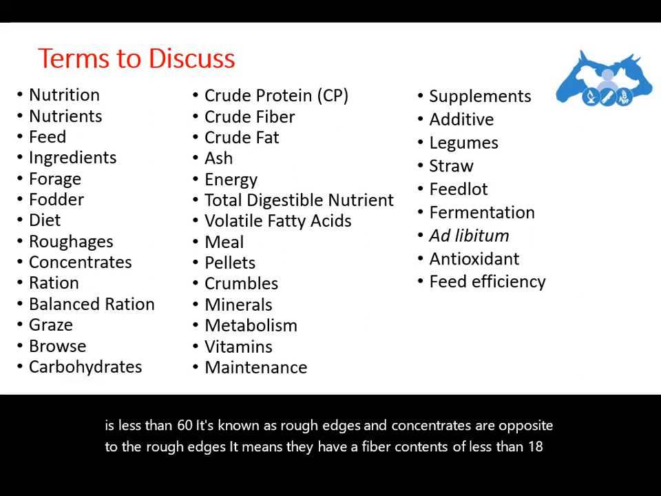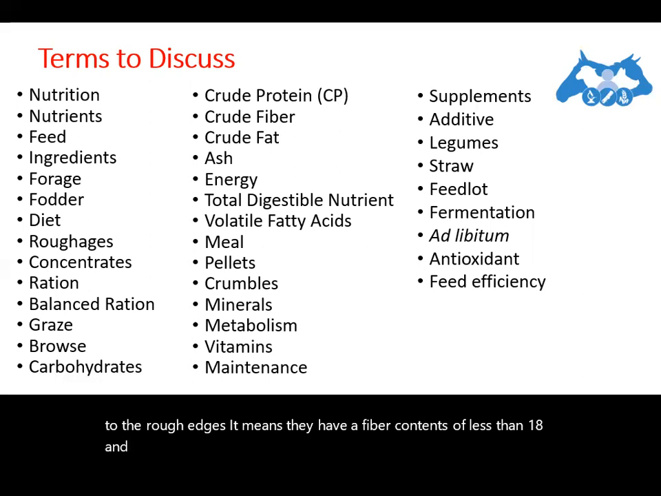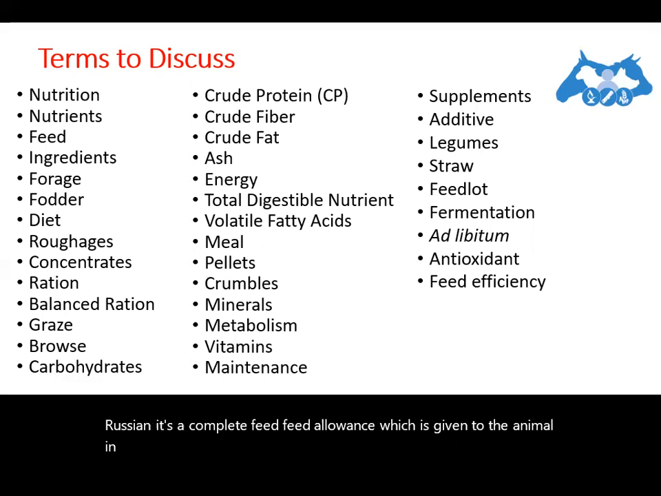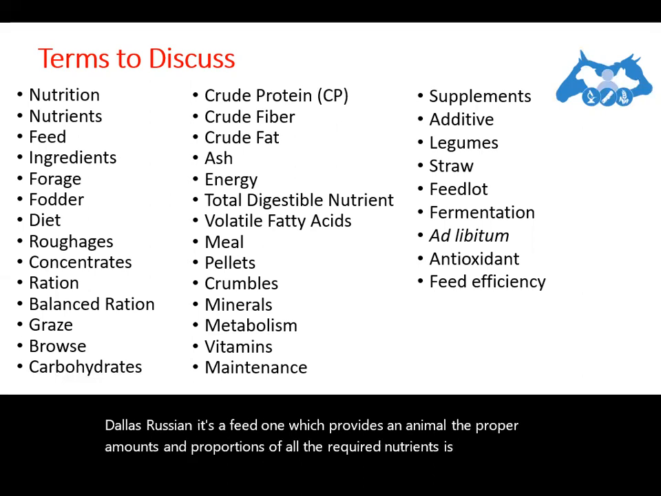Then is a ration. It's a complete feed allowance which is given to the animal in 24 hours, known as ration. Then is balanced ration. It's a feed which provides an animal the proper amounts and proportions of all the required nutrients, known as balanced ration.